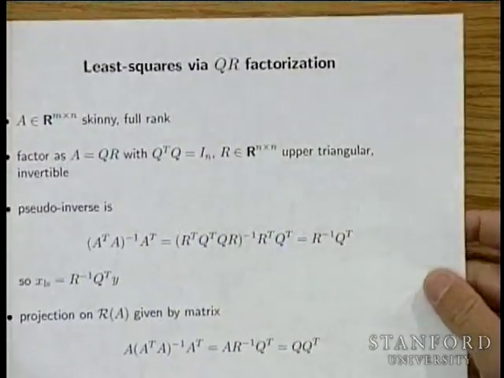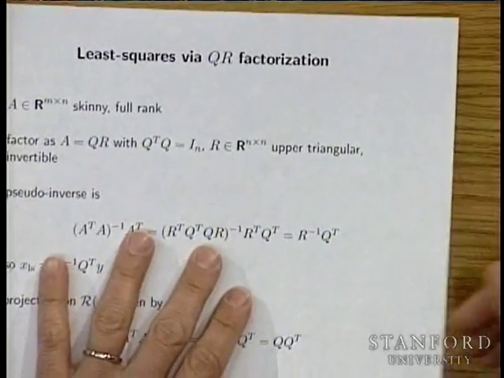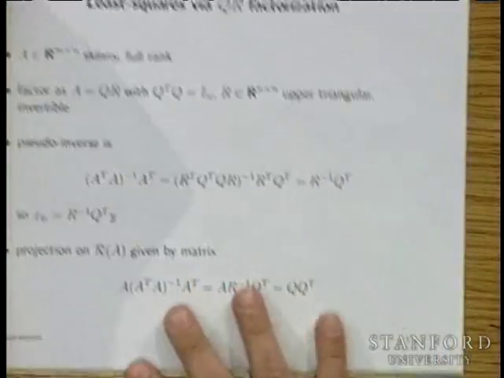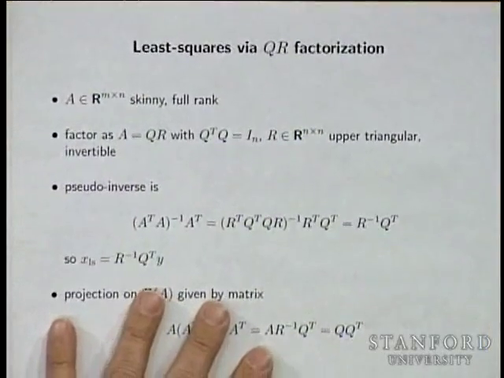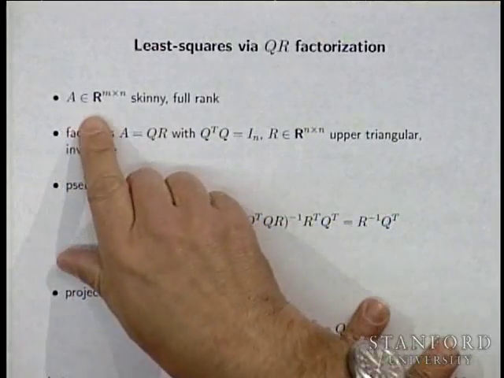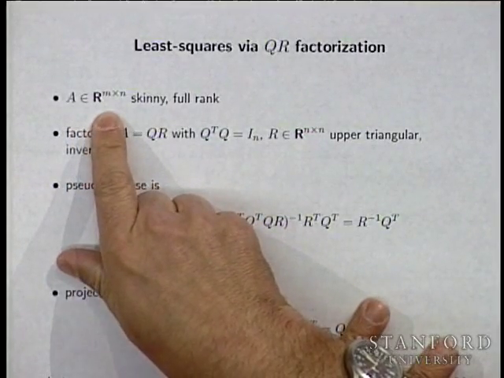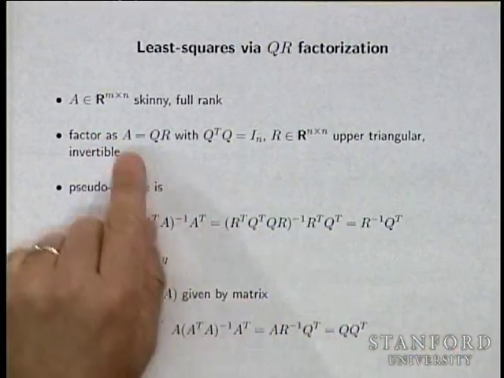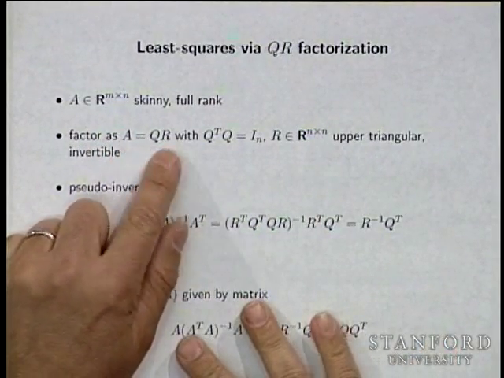For example, Fourier series and probably other things as well. Okay. Let's make the connection with QR factorization. If A is again full rank and skinny, we can factor it as A equals QR.